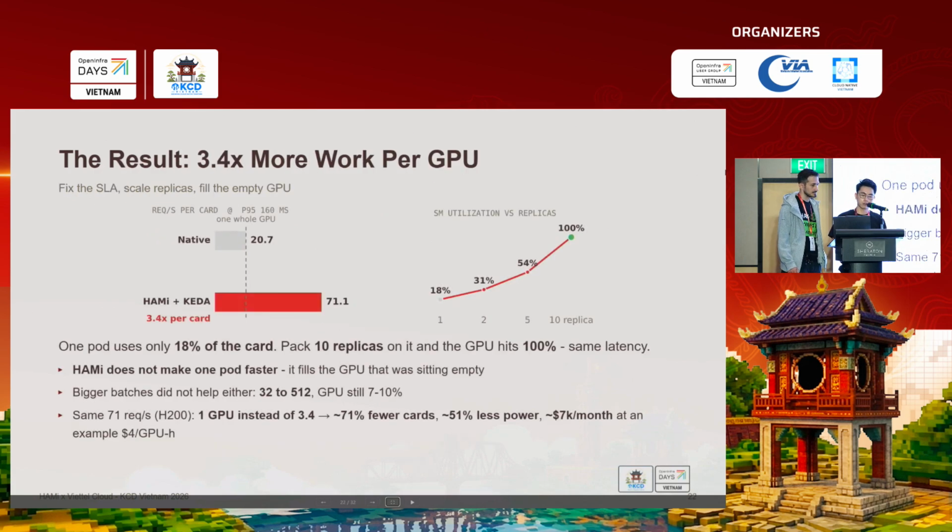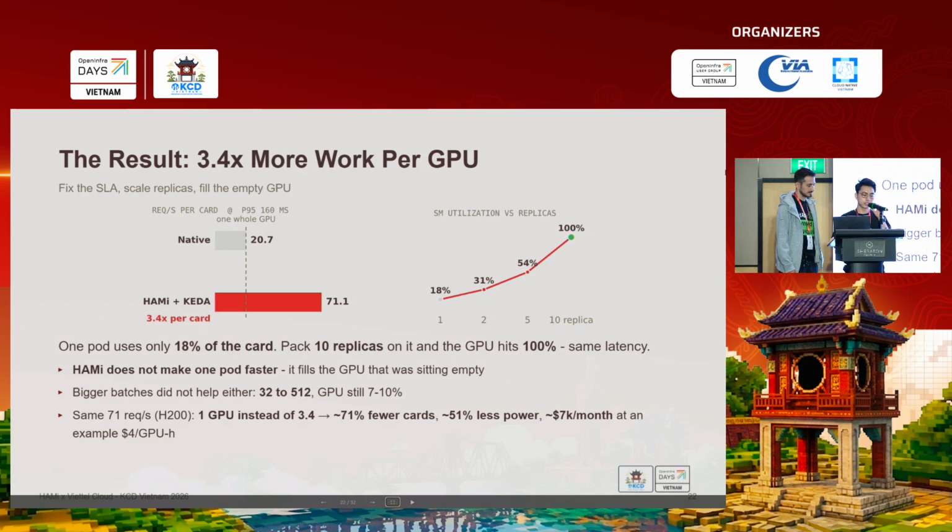The result for the time series inference job is that we can get more than 3 times per GPU. For this job we fixed the SLA at P95 of 160 milliseconds per GPU. With the native job, we can only get 20.7 requests per second.